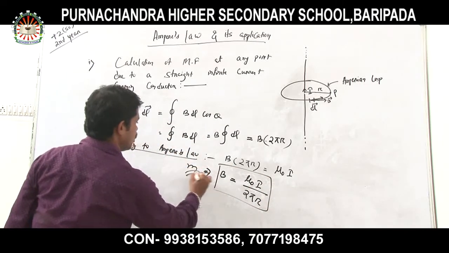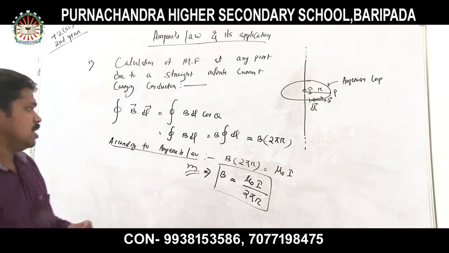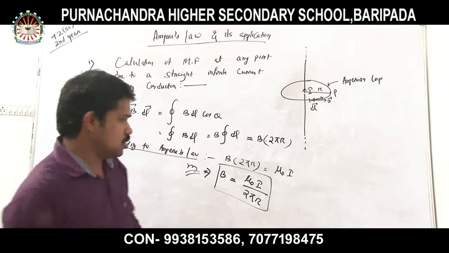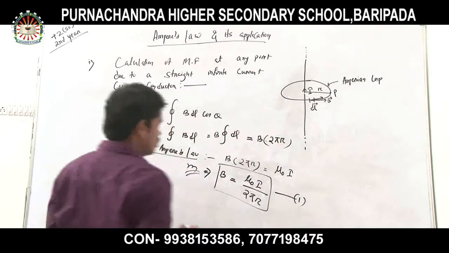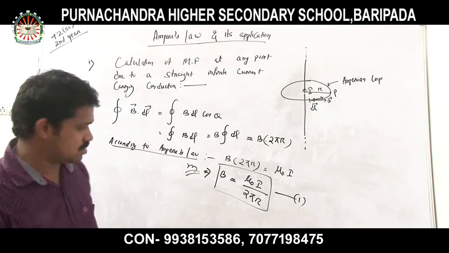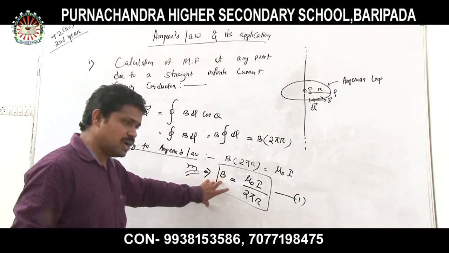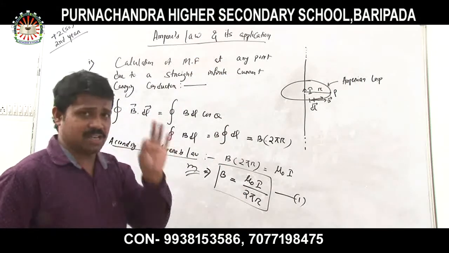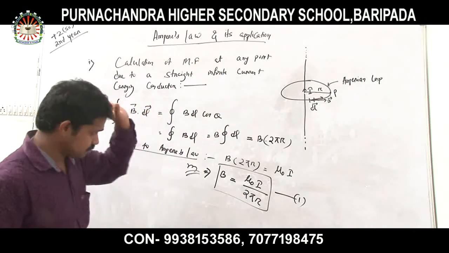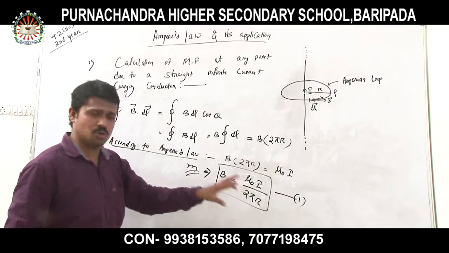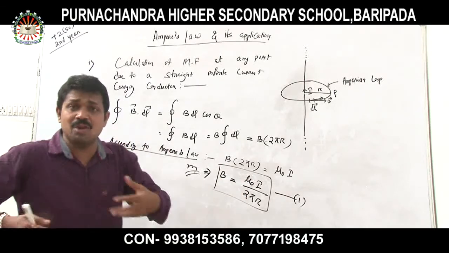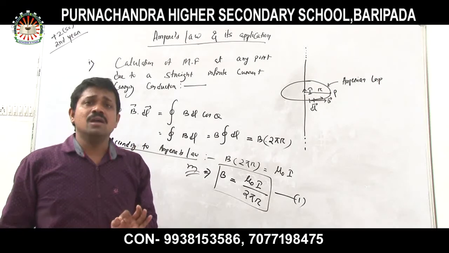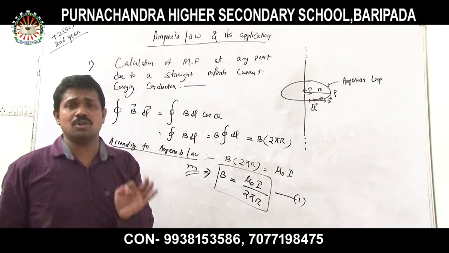Which is very important. Listen very carefully. So this is my expression of magnetic field. Again I will repeat. Suppose I give it as equation number 1. So equation number 1 signifies the magnetic field due to a straight current carrying conductor at some point P. The expression is B equal to mu 0 I by 2 pi r. And what is the direction? How will we get the direction of B?